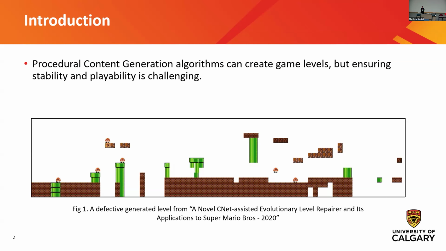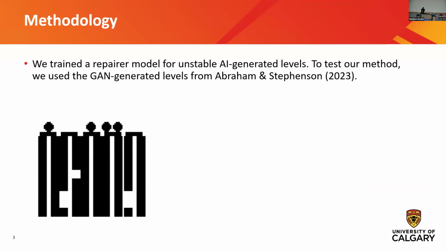There are a few works that have done a similar thing. This is the work from 2020 that did the same thing but with Angry Birds levels. But the problem was there were a lot of works about 2D games, but not many works about 2D games that have physics rules in them. So we tried to train a repair model for unstable AI-generated levels, and to test our method, we used the GAN-generated levels from Abraham and Stephenson's work.